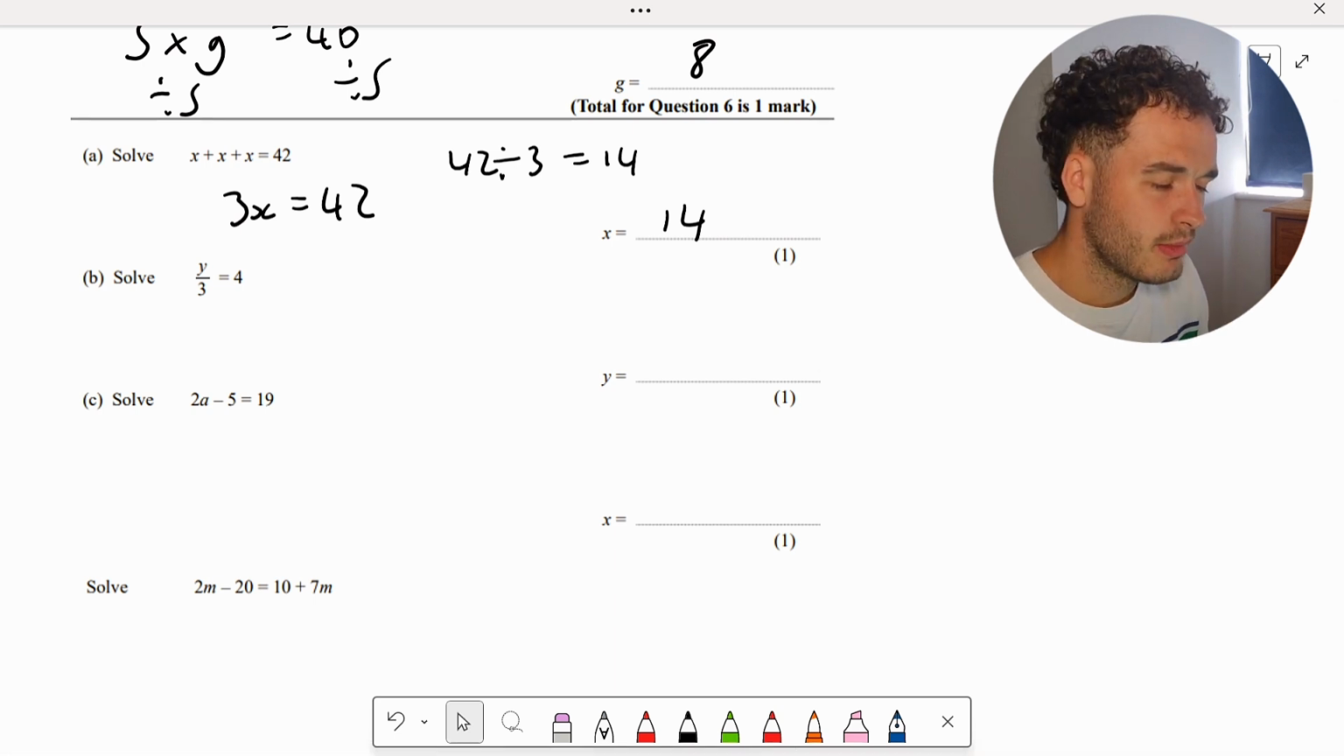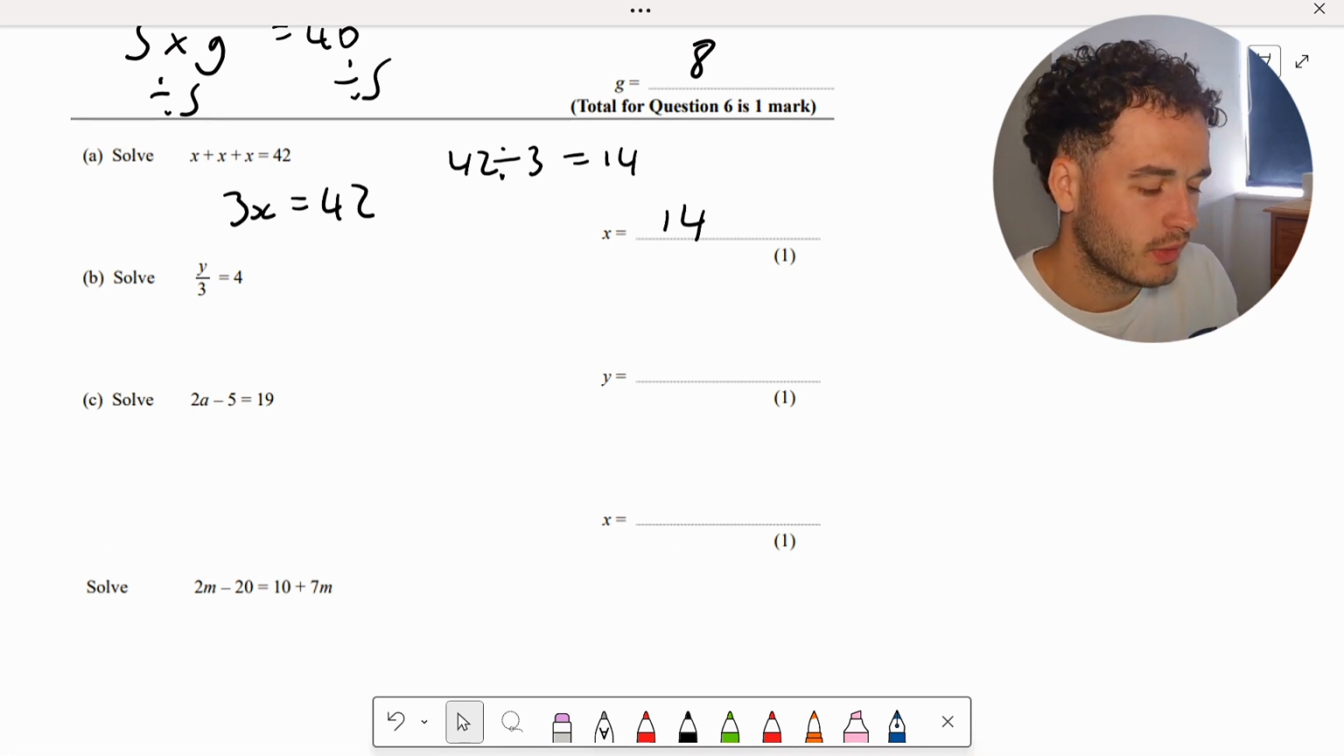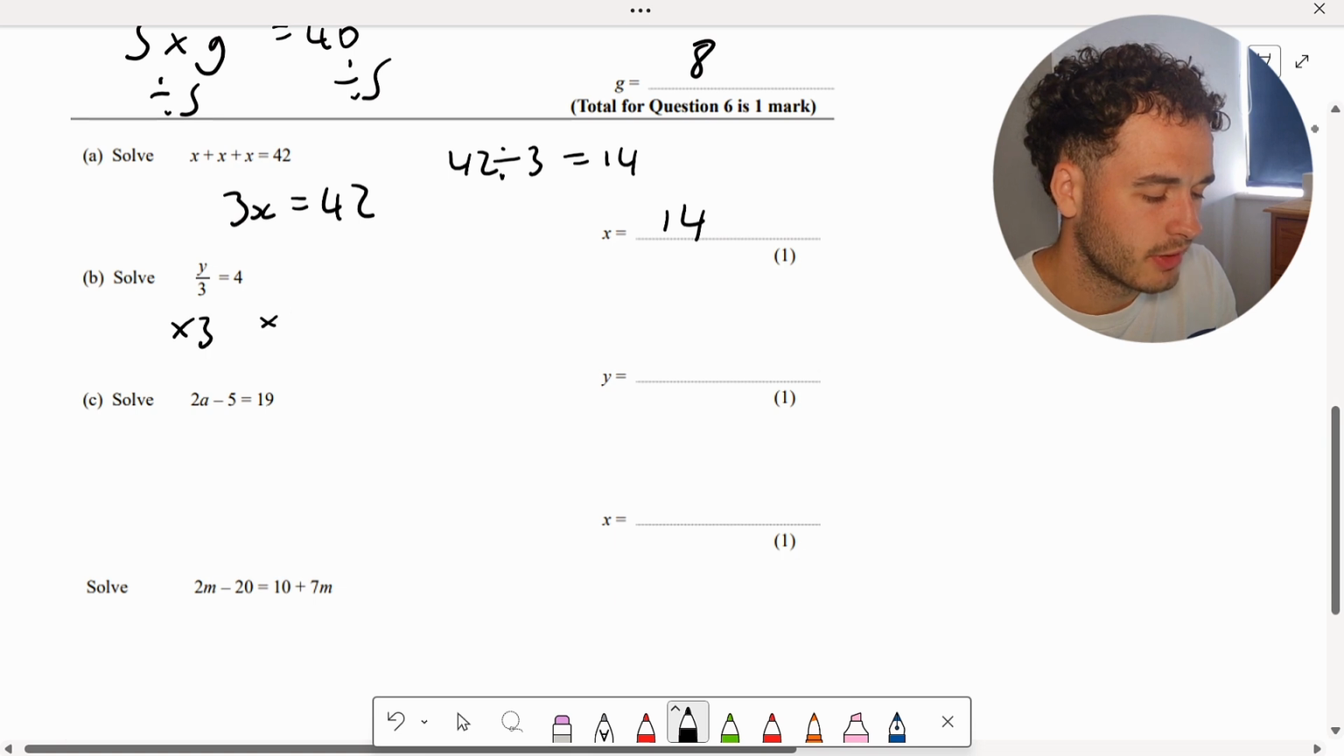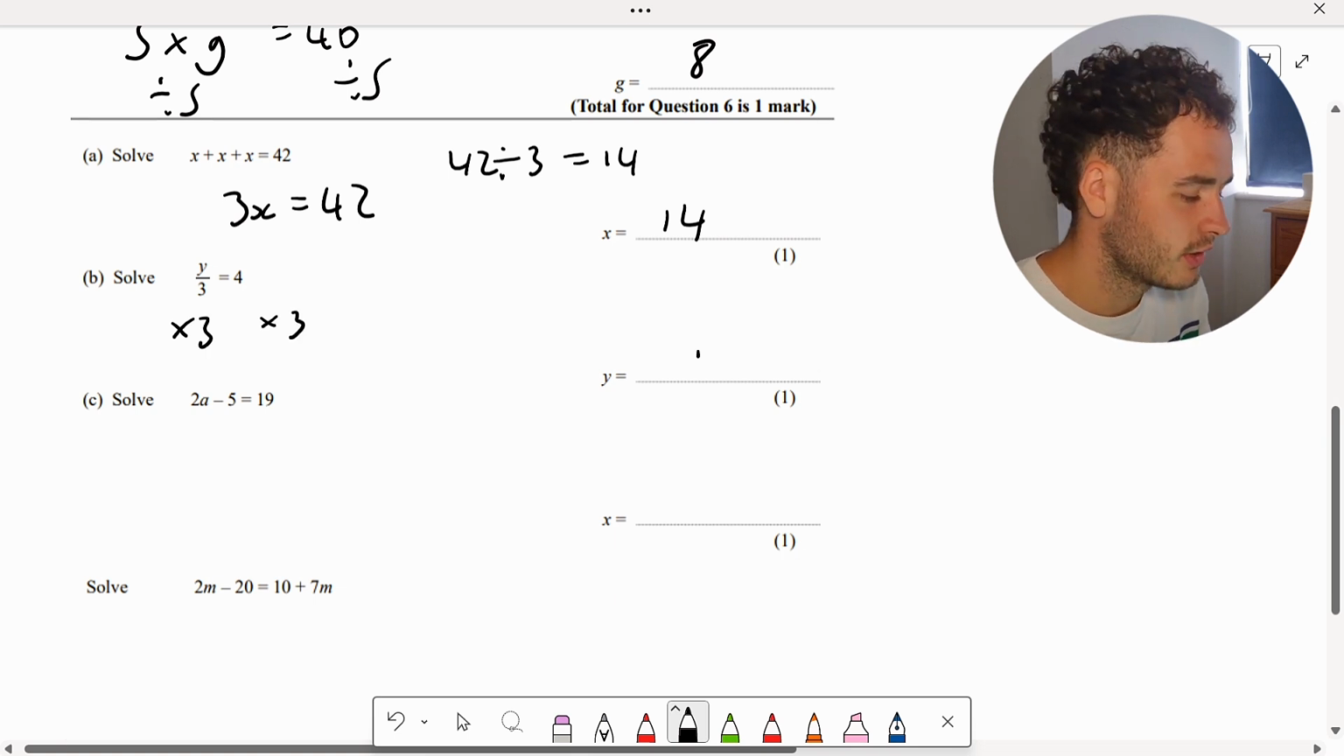Okay, part B, well, we're dividing by 3. So rather than dividing by 3, we times by 3. And 4 times 3 is just 12.